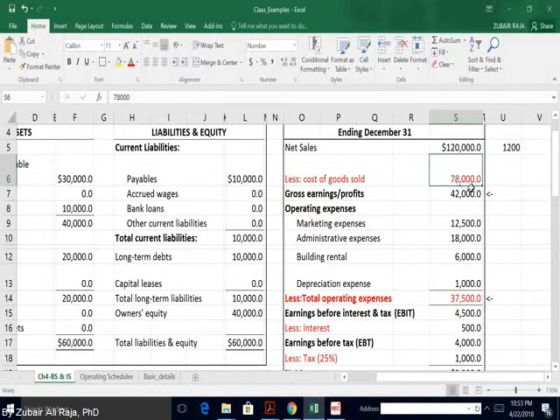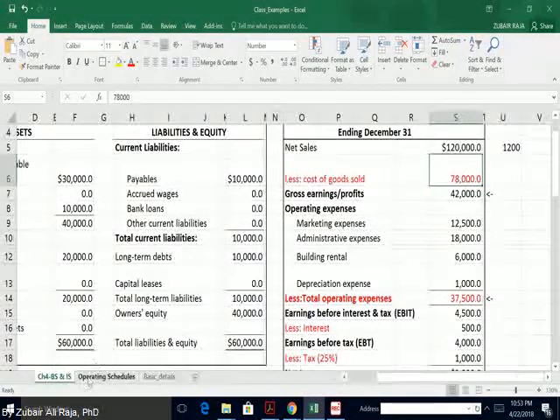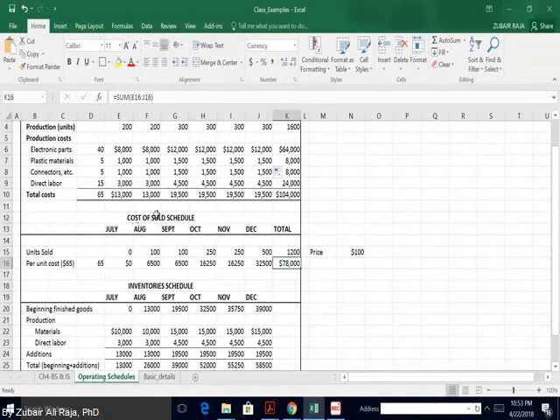This number does not come out of air. There is actually a proper mechanism through which you get this 78,000. The owner has written this 78,000, and this mechanism is given in this cost of sold schedule.